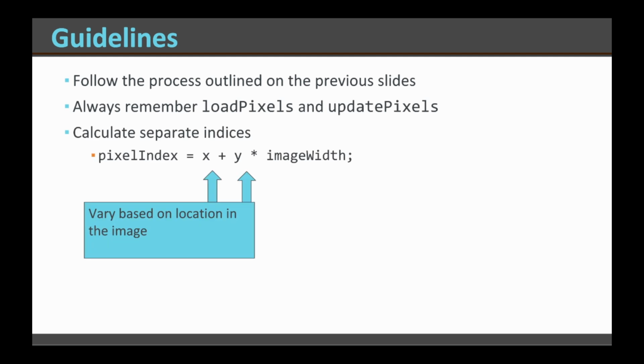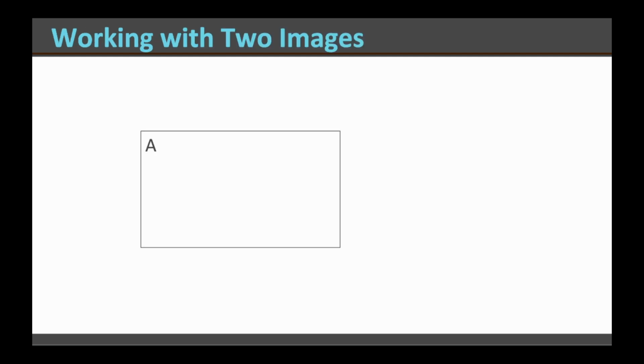Okay, so location image, I think we covered that well enough. So when you're working with two images, you can compose them together. Like you have image A here. This can be a pixel array, this can be an image, this can be your background.